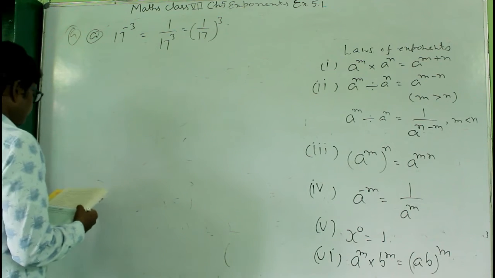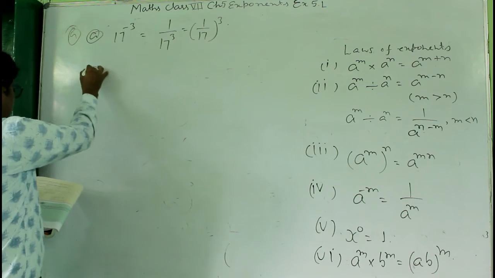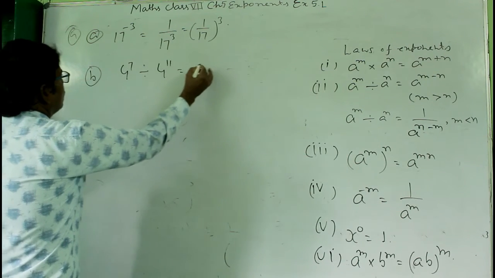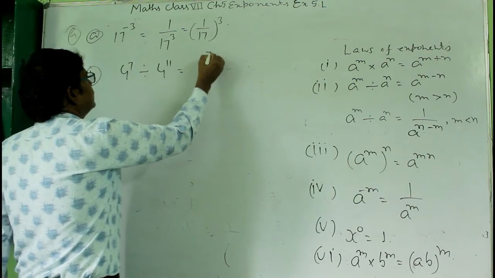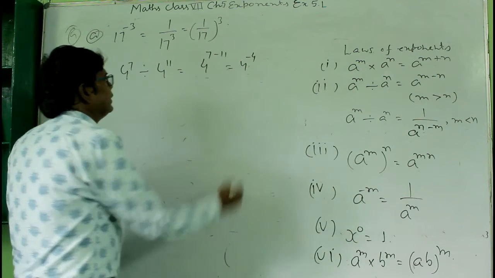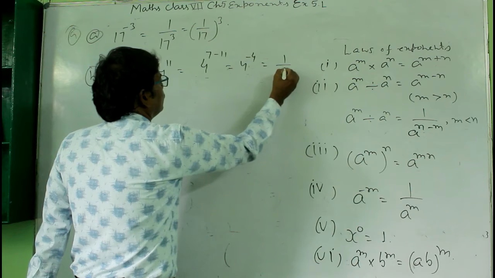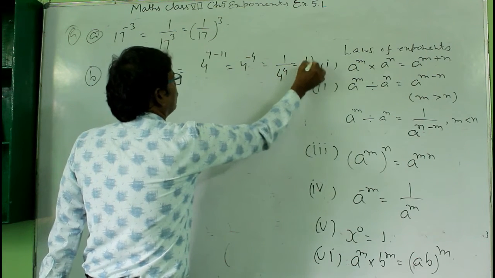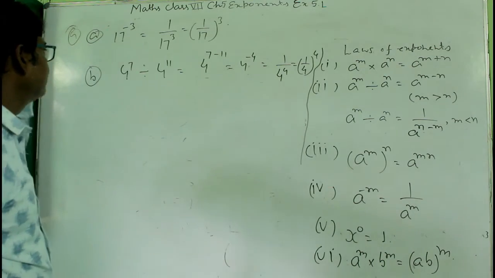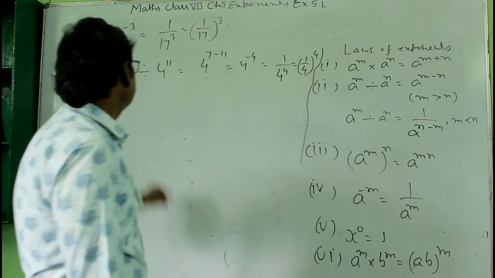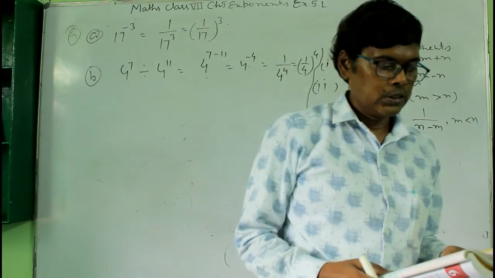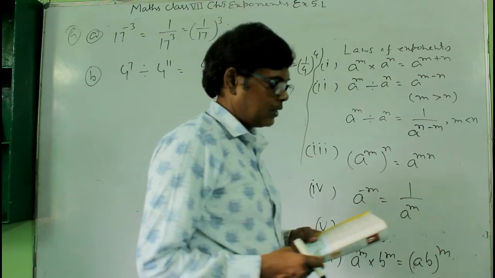Question number B: 4 to the power 7 minus 11 equals 4 to the power minus 4. So this will be equal to 1 by 4 to the power 4. This is the answer of this question. See, the exponent was negative and here it becomes positive.